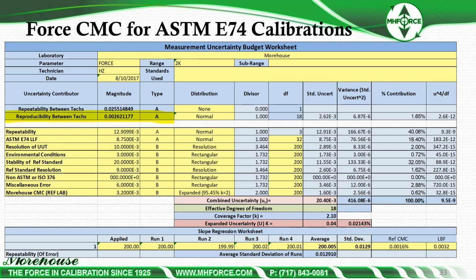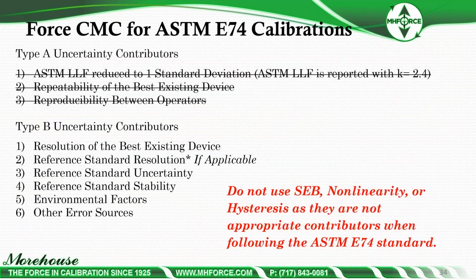So if we look at that, again, this sheet auto populates all of this. Since we only had 2 operators, if we looked at the repeatability between them, we only have 1 degree of freedom. But since they each operated, each of them did 10 points, we have 18 degrees of freedom. And that's getting more into measurement uncertainty and what constitutes the degrees of freedom. If you're more interested in measurement uncertainty, I encourage you to take our 3.5-day or 4-day class.